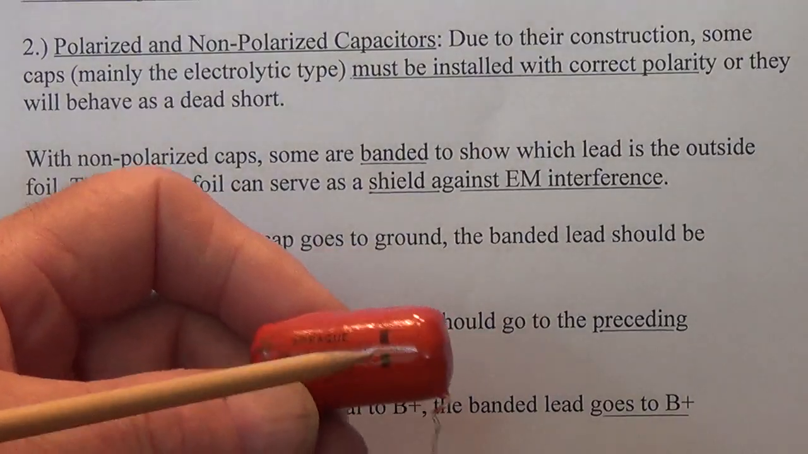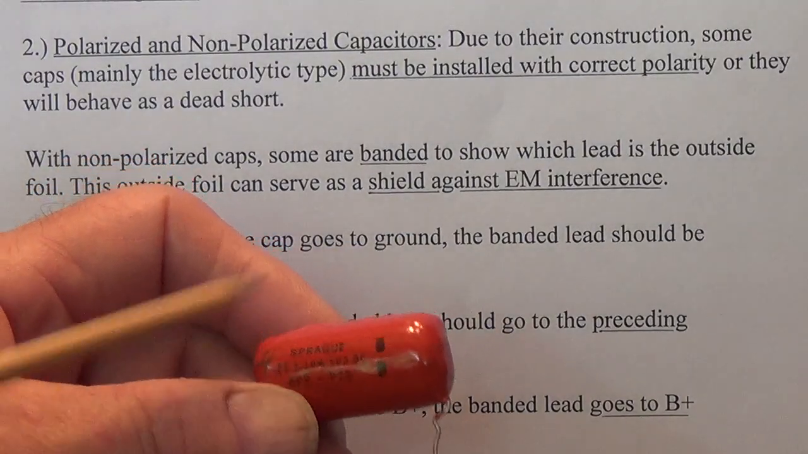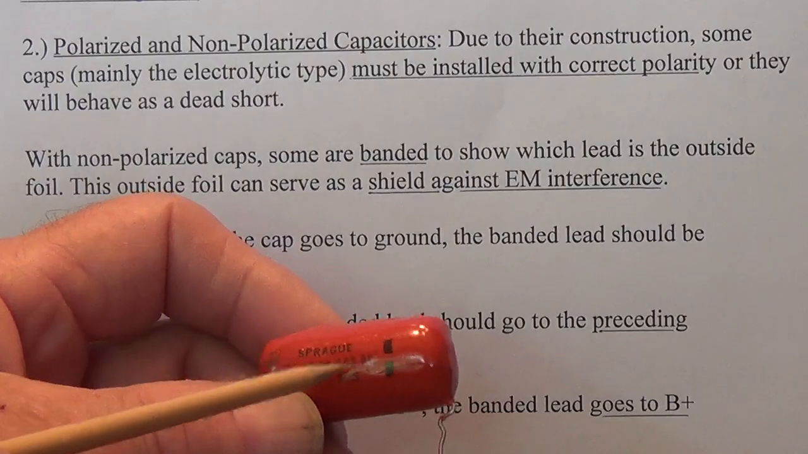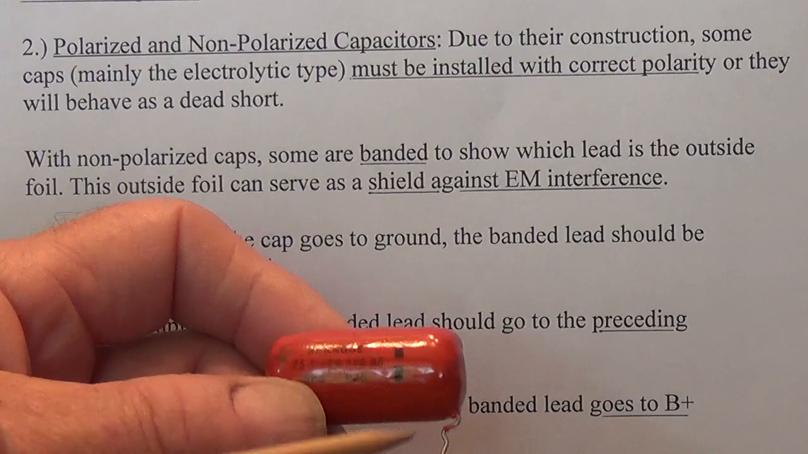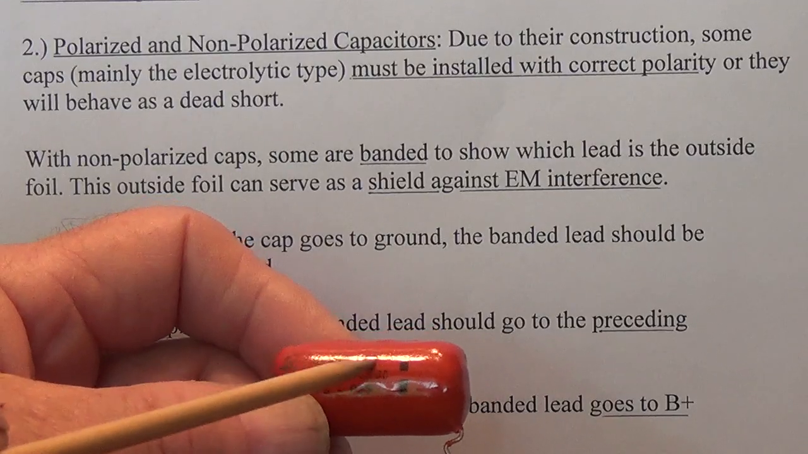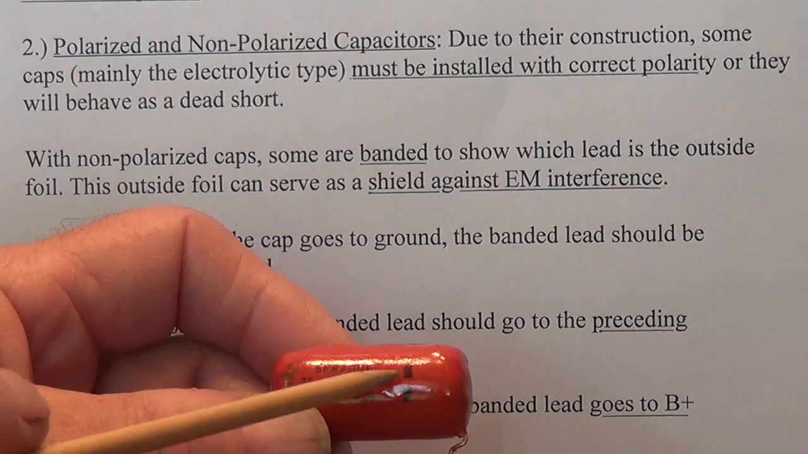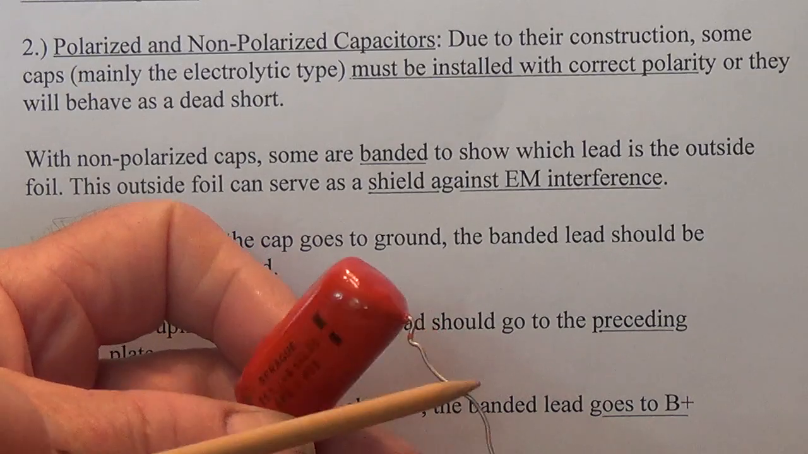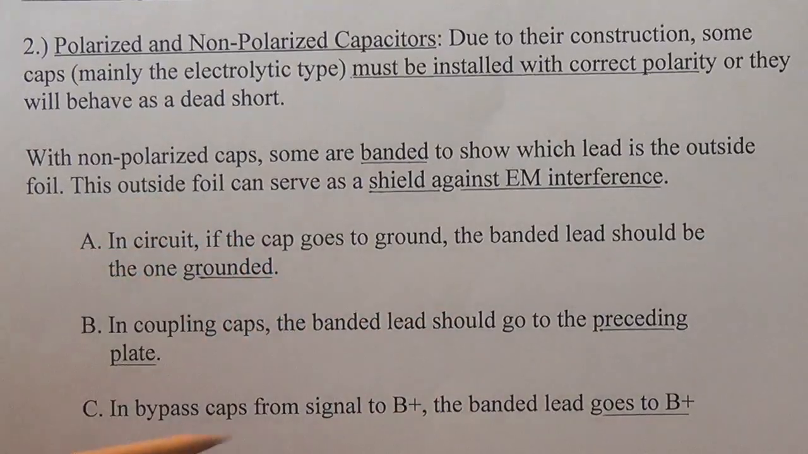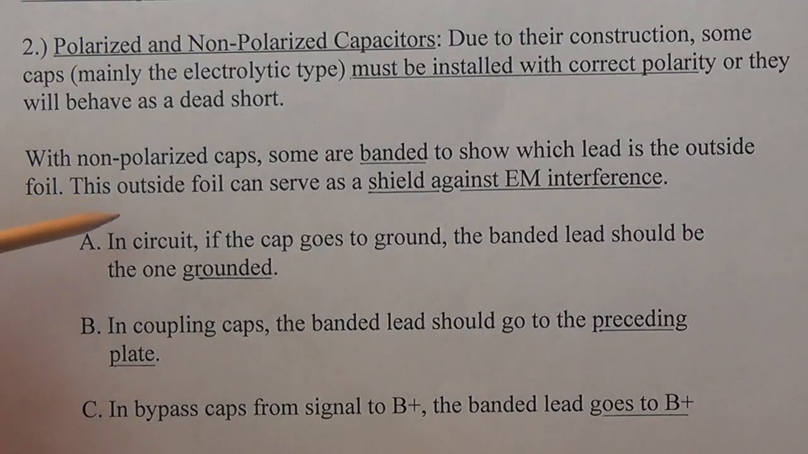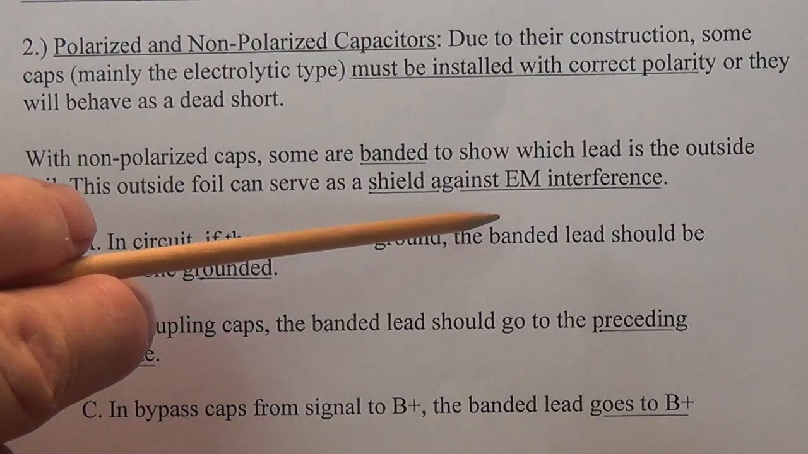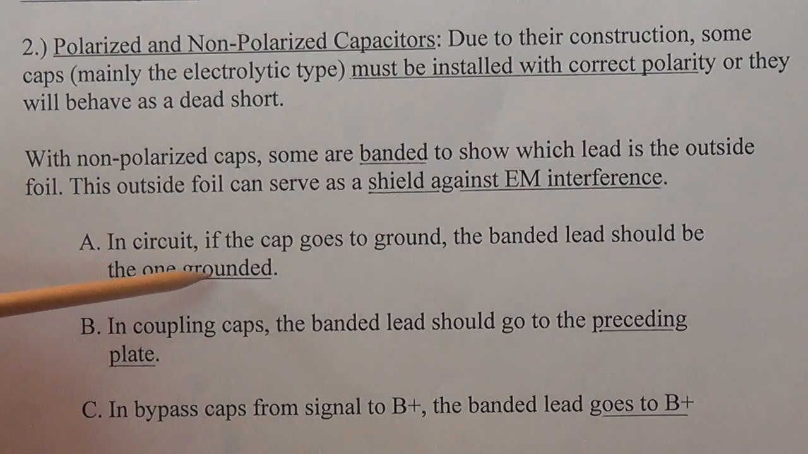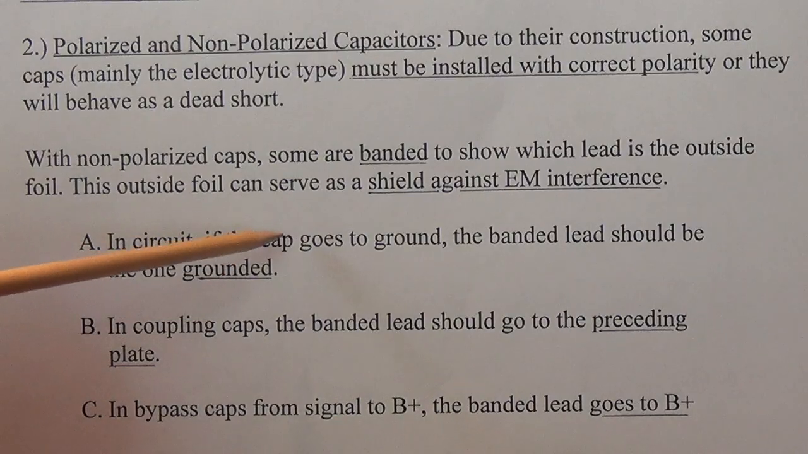When you construct a capacitor with 2 layers of foil wrapped up like a toilet paper roll, one of those layers is going to have to be on the outside, and one of them is going to be within or inside that outer layer. The outside foil is connected to this lead. Now, there's 3 ways that we can use that to our advantage. In the circuit, if the capacitor goes to ground and we attach the banded lead or the outside foil lead to ground, it's as if we have shielded our signal.